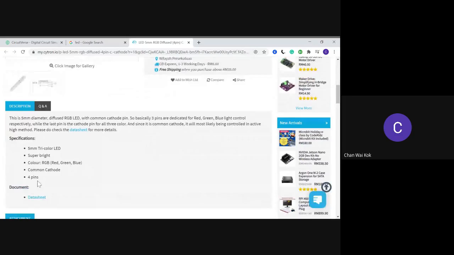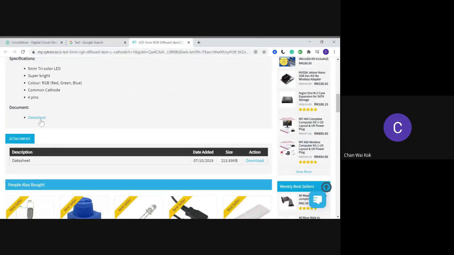Color red, green, blue, common, 4 pins. You have to look at the data sheet. I download the data sheet. Oops, the data sheet is in Chinese. I cannot read it. You have to read through the data sheet and know which one to connect to. I think it gives you different colors. I'm not sure, but we will not be using it. So far in my whole life I did not use this. I only use the 2-pin one. The 4-pin one I didn't use.